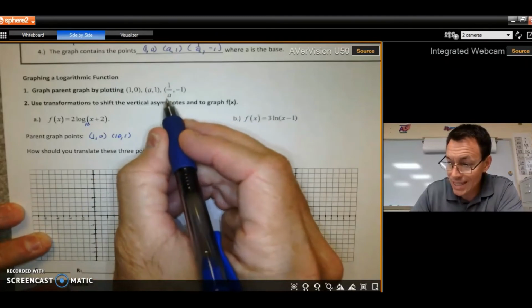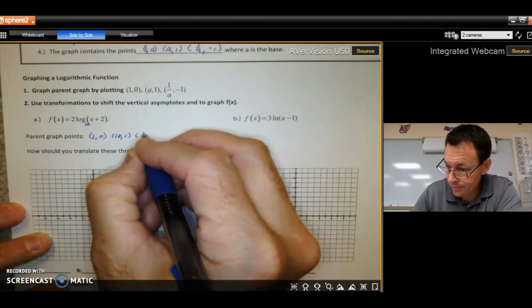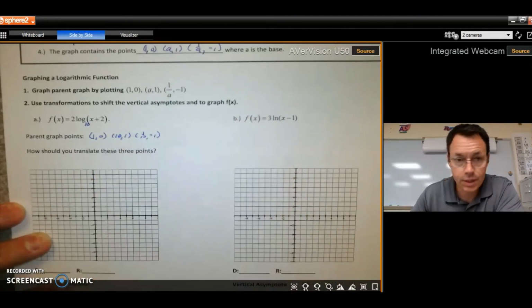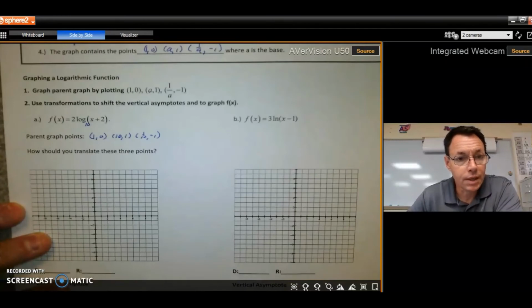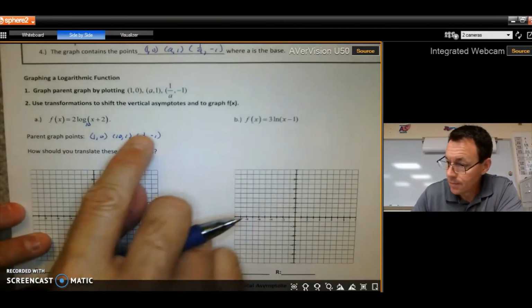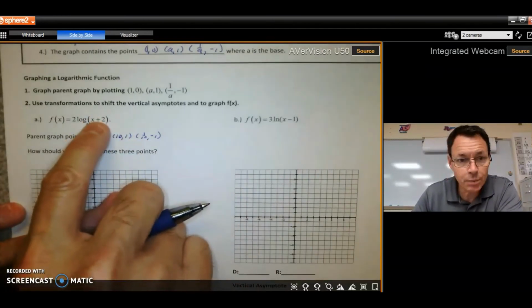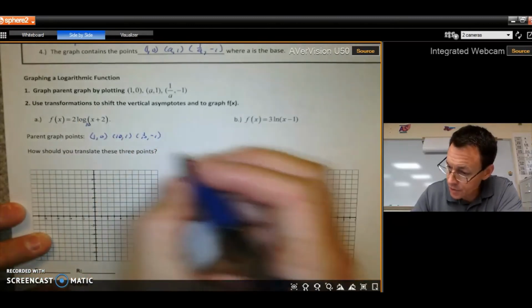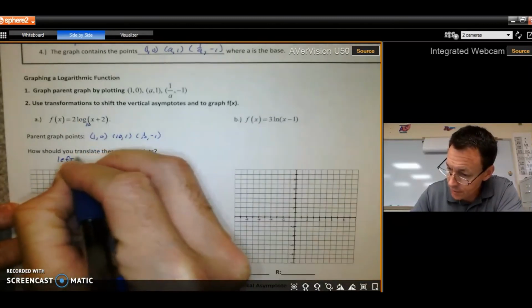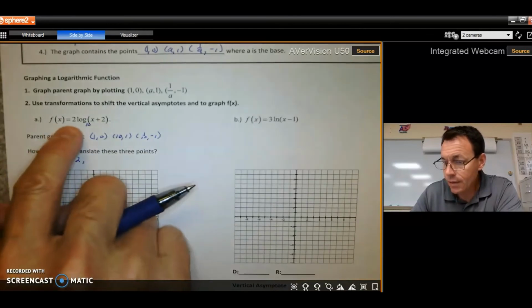And it's going to be 1/10, negative 1. That's our starting points. Okay, now how should we translate? Well, the plus 2 that's inside with the x is going to tell us to go left 2. So we're going to go left 2. And then this 2 right here, that's going to be a vertical stretch.